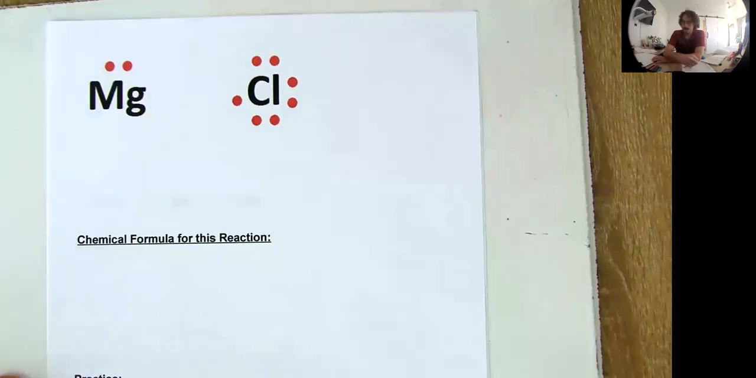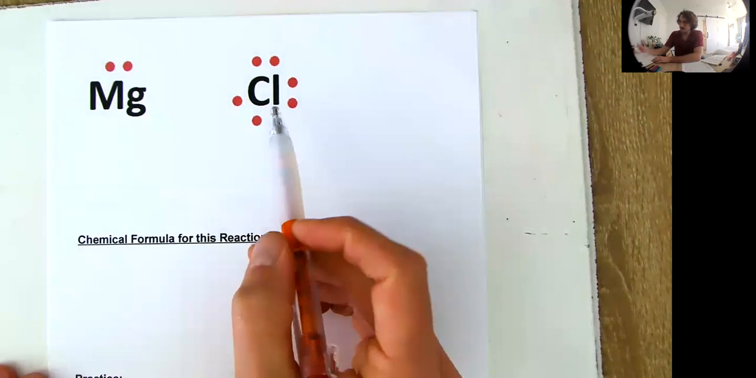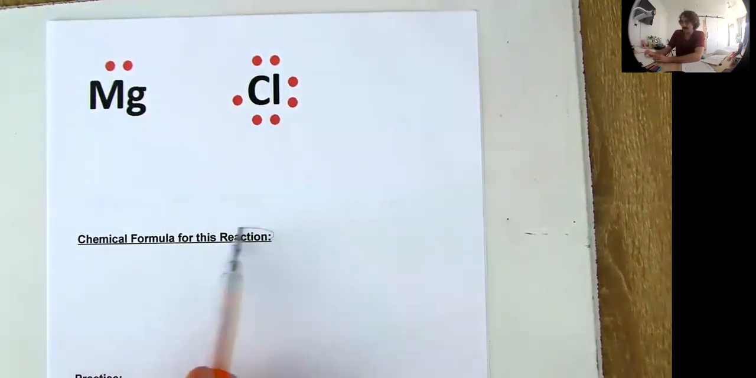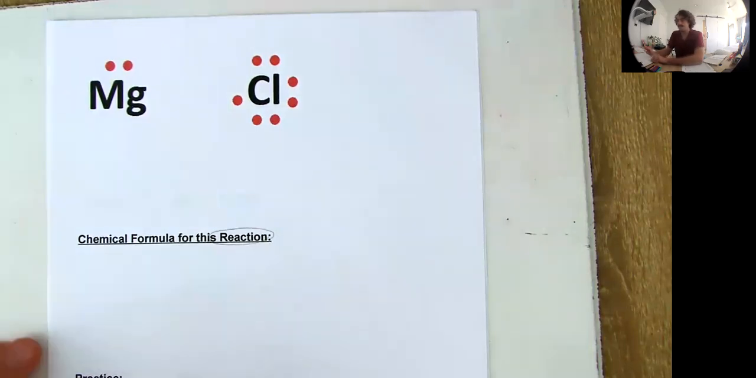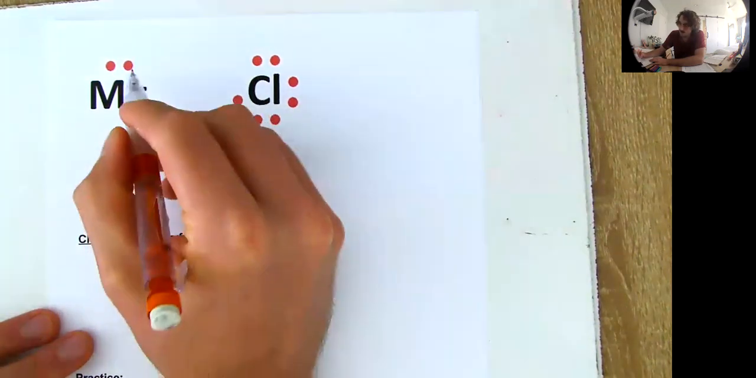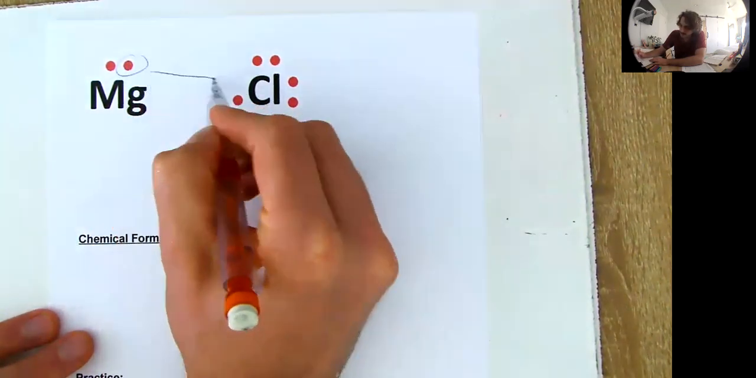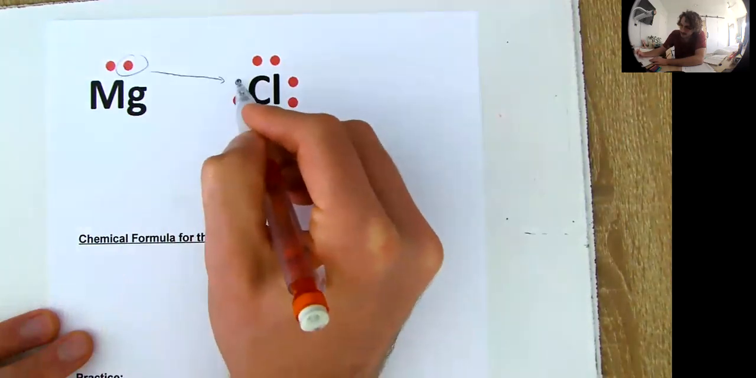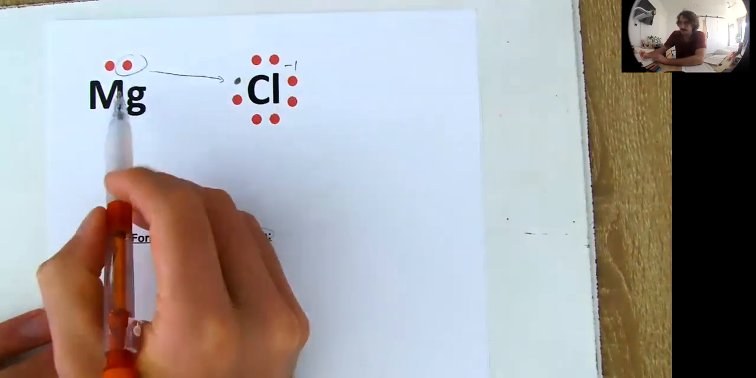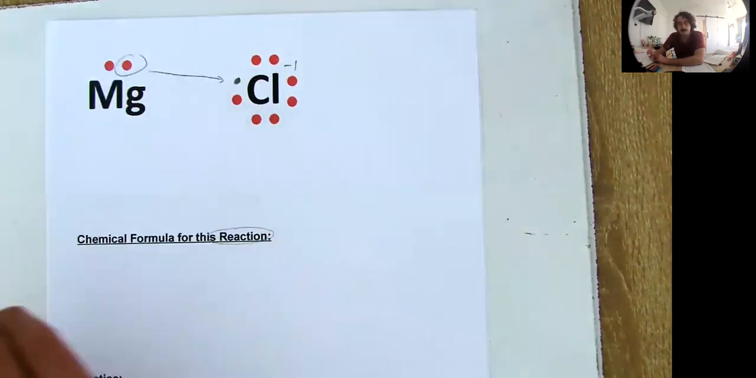Okay, we made it to a little bit more of a difficult example. We got magnesium and we got chlorine. We want to write the chemical formula for this reaction down below. Well, this is not going to be a perfect balance like it was before, because if you notice, chlorine just needs to gain one electron. So chlorine gains its one electron. Now chlorine becomes the chloride, but magnesium doesn't lose both of its electrons.